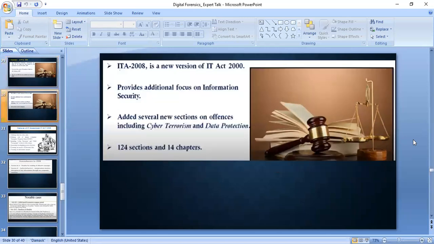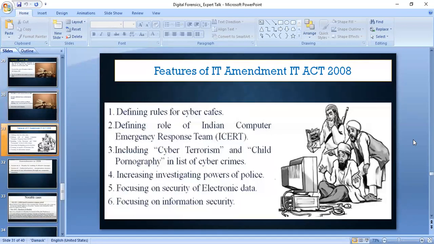Next, the extra information added is several new sections regarding cyber terrorism. Instead of 94 sections, the sections are now 124. Some sections are added, some chapters are added, so we just need to understand what exactly those sections and chapters are. As compared to the IT Act 2000, the first thing added in the IT Act 2008 is cyber terrorism and child pornography. These are very important, very serious things added in the IT Act 2008.